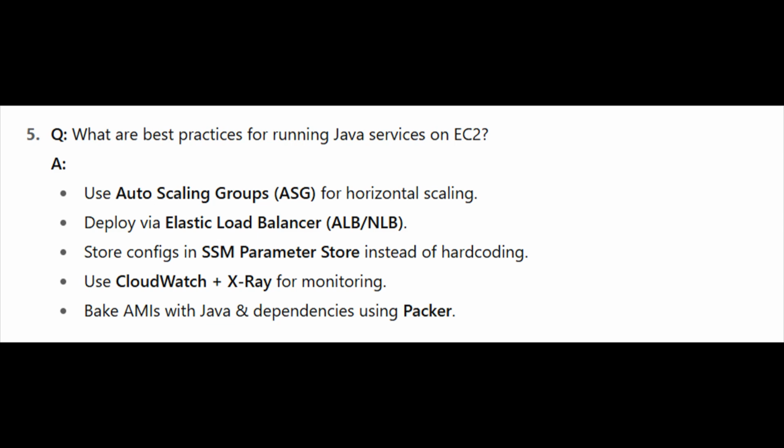What are best practices for running Java services on EC2? Use auto-scaling groups, ASG, for horizontal scaling. Deploy via Elastic Load Balancer, ALB/NLB. Store configs in SSM Parameter Store instead of hard-coding. Use CloudWatch plus X-Ray for monitoring. Bake AMIs with Java and dependencies using Packer.